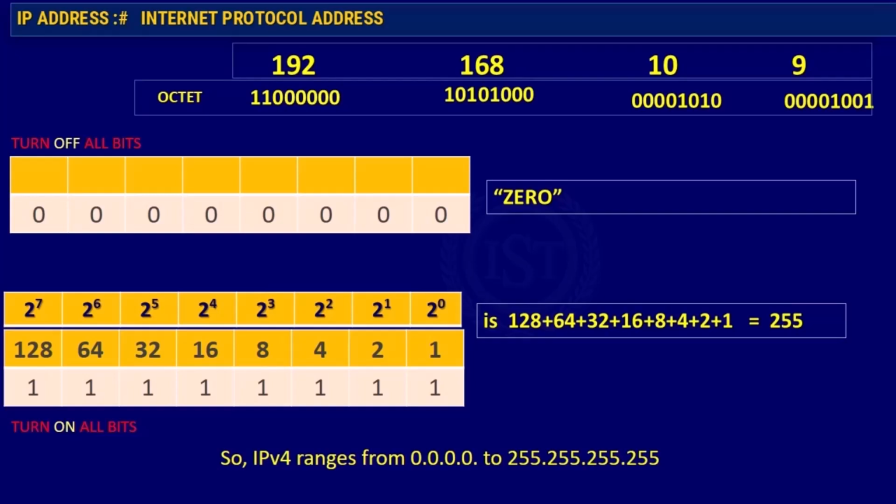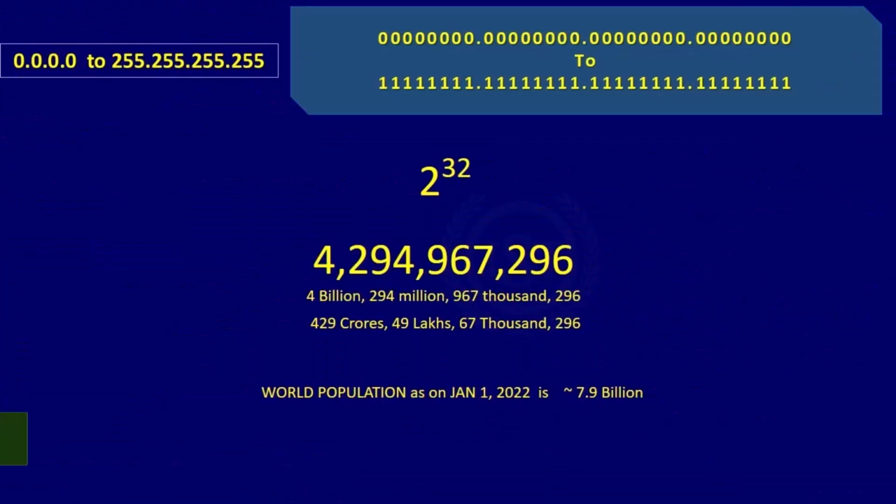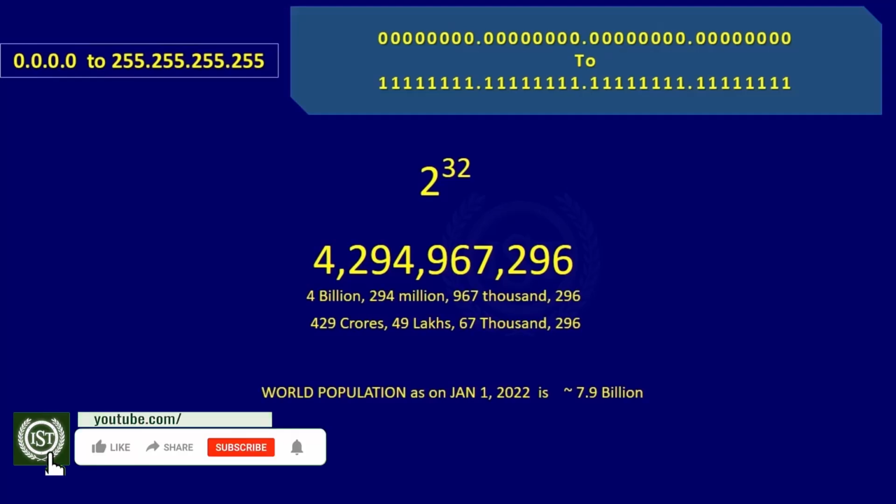So the IP makers sat in a room and decided to make a 32-bit binary number as an IP address, and if you calculate 2 power 32, that makes 4,294,967,296.